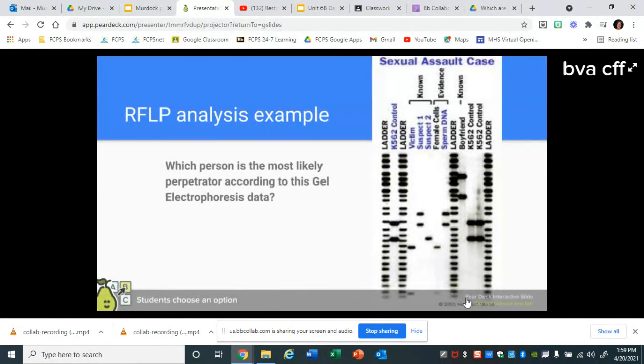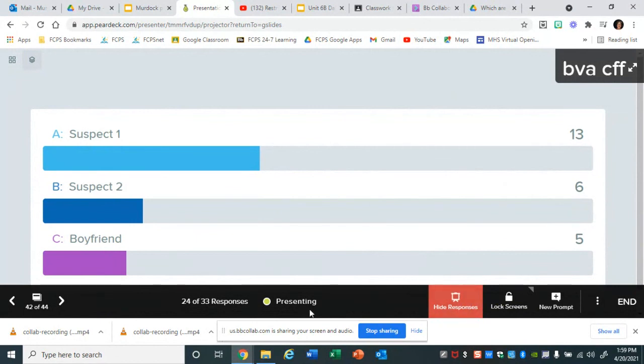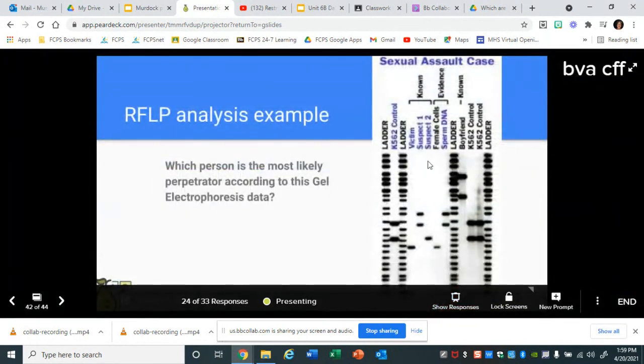And that's real data. That's a real gel. So, yes, suspect 1, definitely. Look at suspect 1. Look at those 2 bands. They exactly match the sperm DNA that was found on the victim, right? Looks like the boyfriend is exonerated. Their bars are way up here, and suspect 2 just has that 1 marker there that isn't anywhere near what was found at the scene. Okay, see how we did that? Okay, excellent. Almost done.